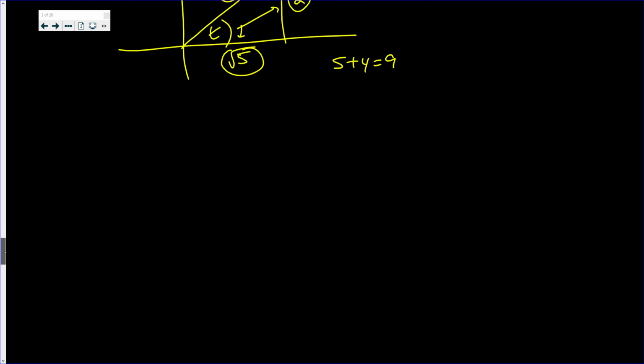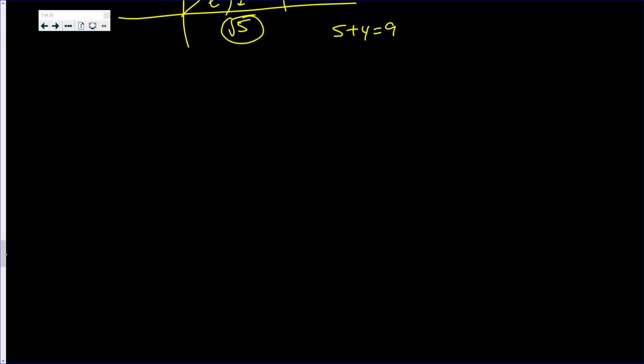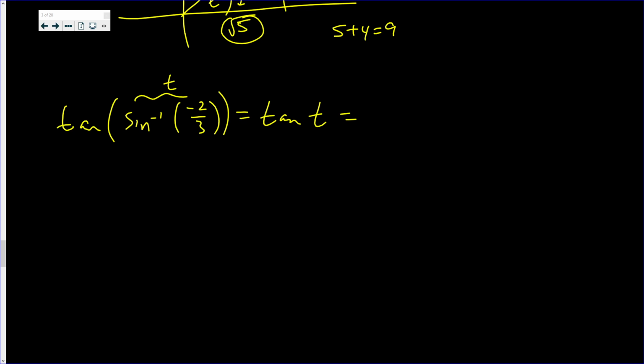Suppose that you want the tangent of the sine inverse of negative 2/3. Well, this here is an angle. Let's call it t. So we want the tangent of t. We know that the sine inverse of negative 2/3 is t, which means that the sine of t is negative 2/3. That means we are in quadrant 4.